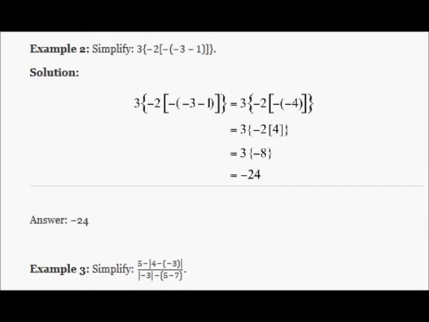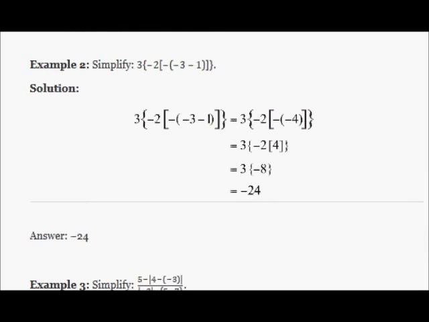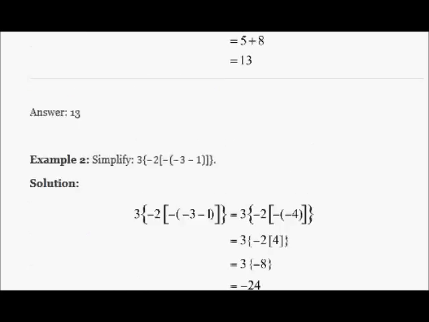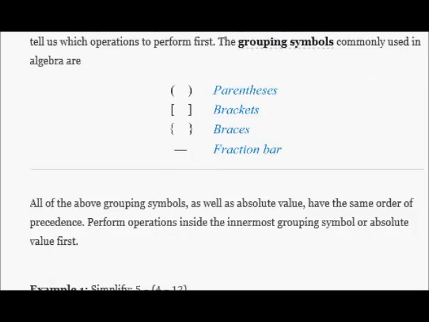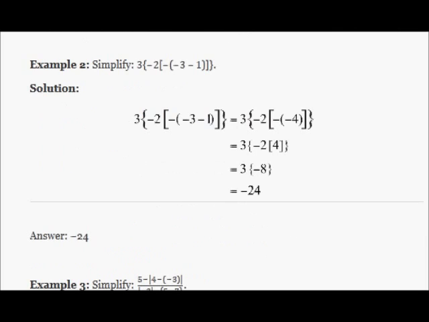Here's a little bit more to it. Now here you see parentheses in the innermost, surrounded by brackets outside, and then you get these braces. Remember the braces, the curly things, that are even further outside from the brackets. So we're going to work inside out. We've got 3 times negative 2 times negative times the difference negative 3 minus 1. So we're going to start inside out.